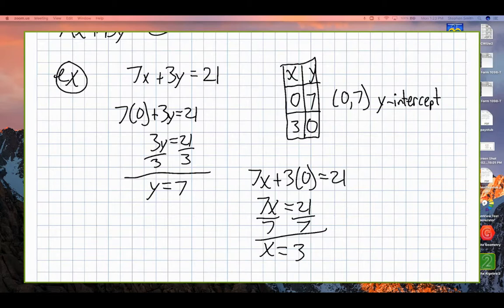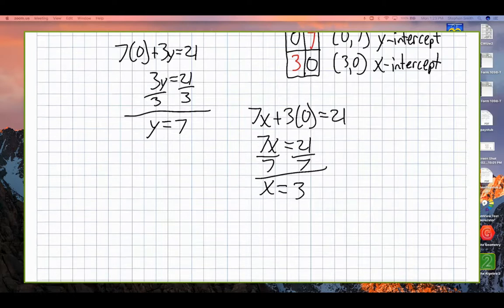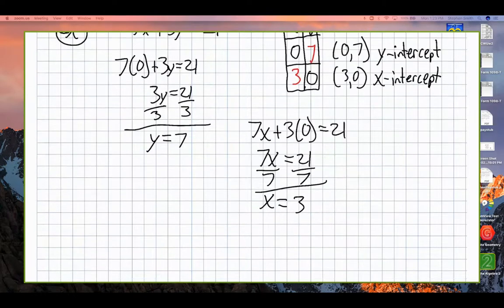And maybe I'll change these to a different color. That way we can see the difference here. Those are what we found. So this is at 3, 0. This is the x-intercept. So we found our 2 intercepts. Now we can graph them. So let's go ahead and graph these 2 points, 0, 7 and 3, 0.